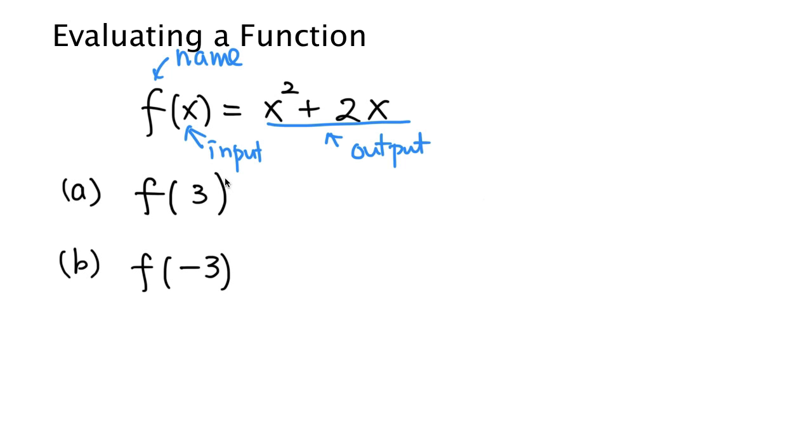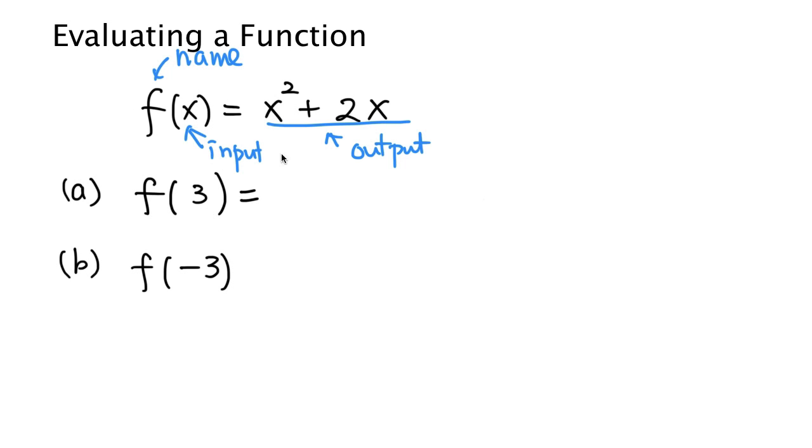Okay, in this first example we want to compute f of 3. Now if we compare the function and this problem, the difference is that instead of x we have a number 3. So the way we evaluate this function at 3 is to replace every occurrence of the variable x on the right hand side of the equation with the given value 3.